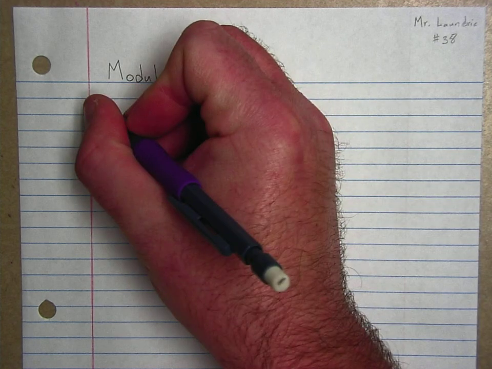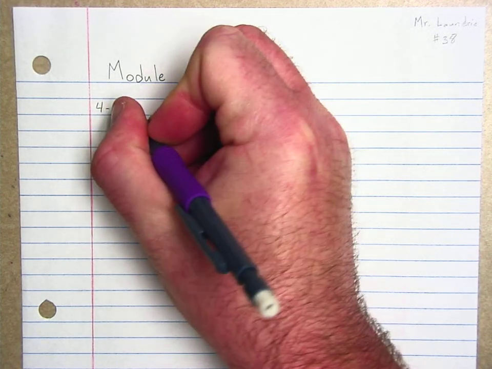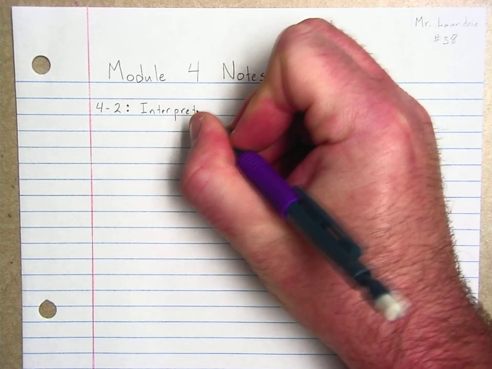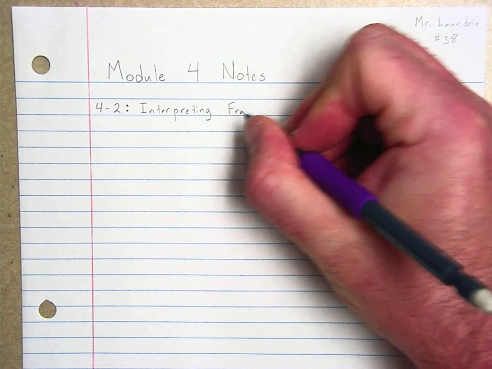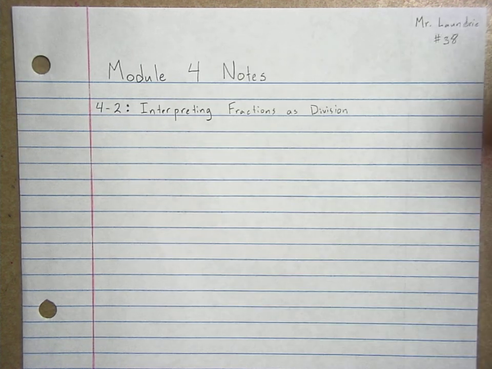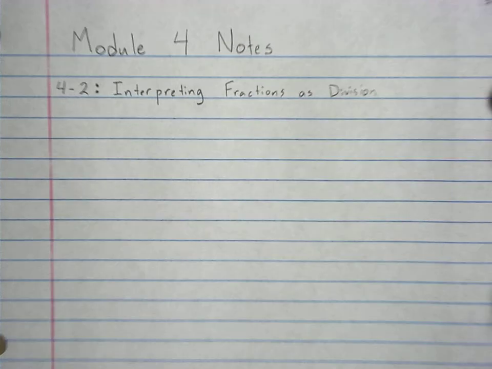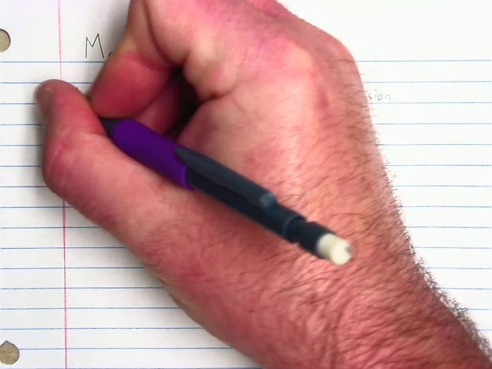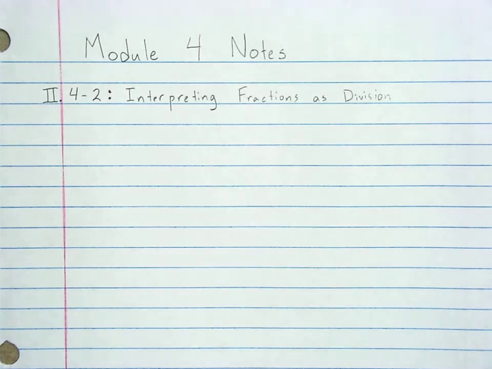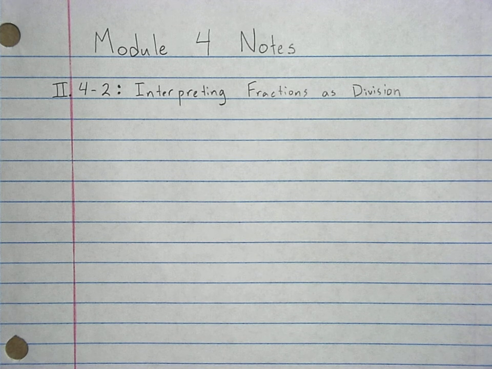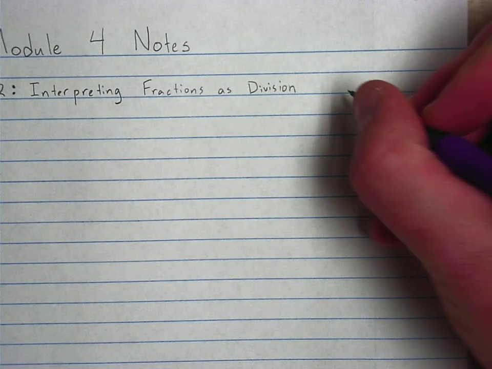This is going to be Module 4, Lesson 2, Interpreting fractions as division. Interpreting fractions as division. Okay. Module 4, Lesson 2 means our Roman numeral is going to be 1, 2 I's. No, not I's, or even letter I's, but it looks that way. Interpreting fractions as division.